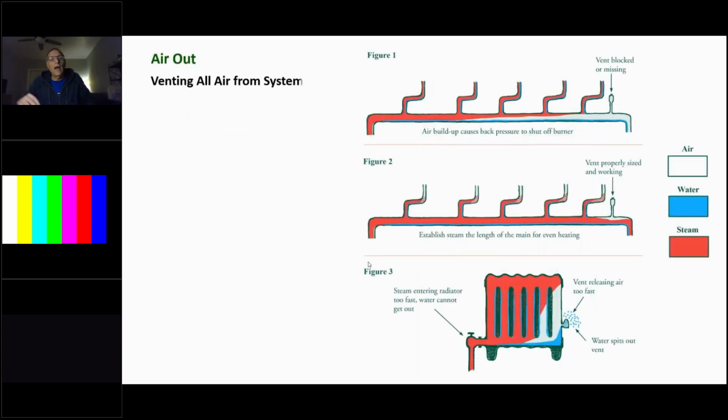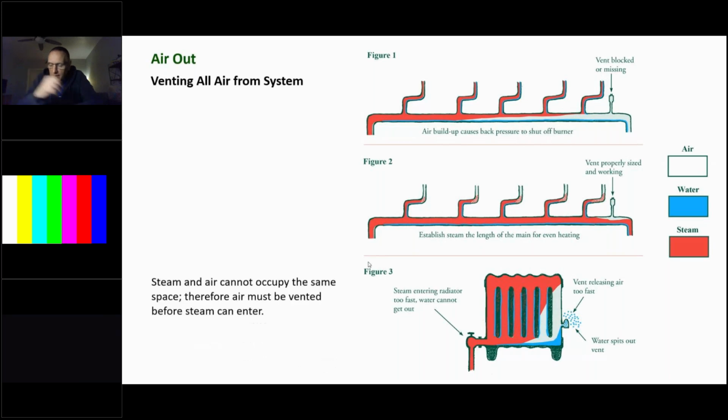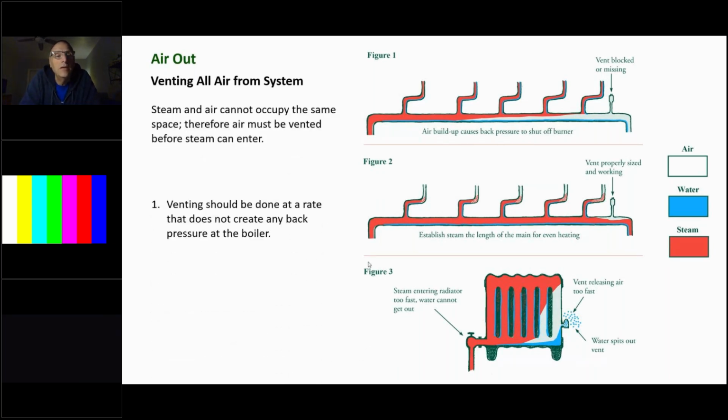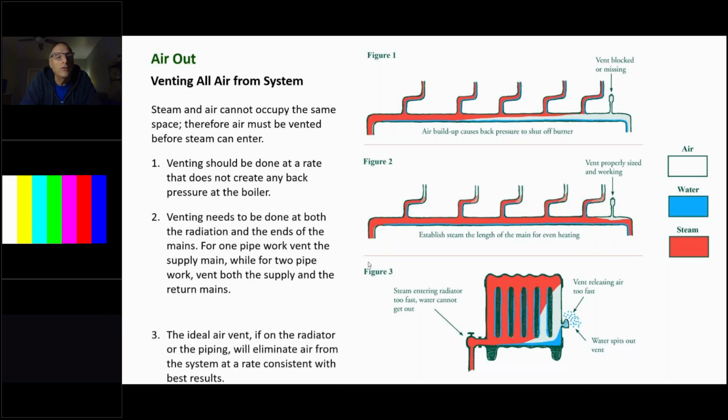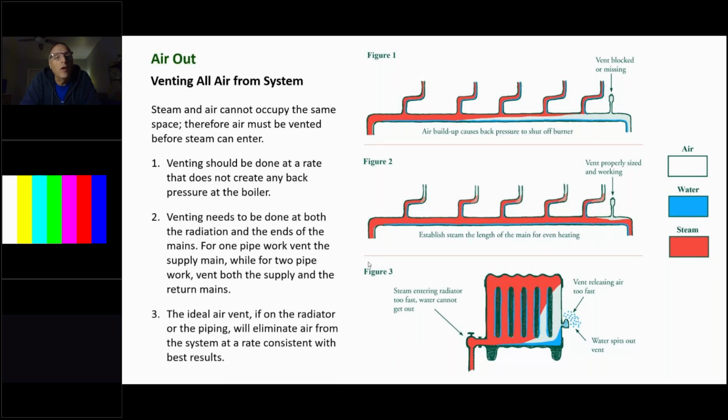So now we're to air out, because as I've said many times throughout this program, steam will not go where air is. It cannot occupy the same space. Therefore, air must be vented before the steam can enter. An air buildup causes back pressure that will shut off a burner.